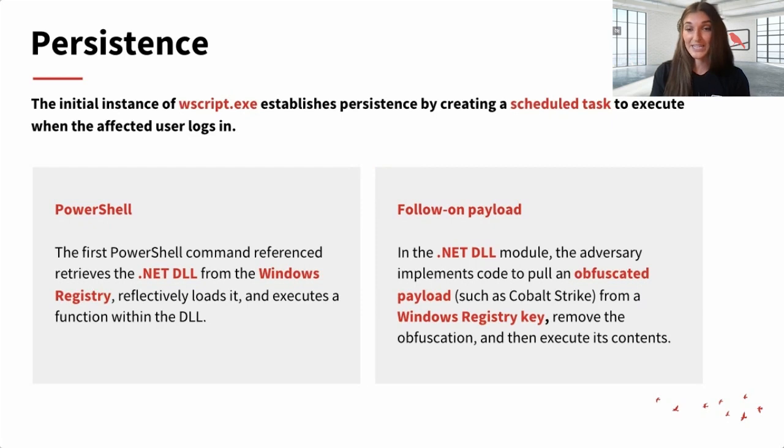Speaking of scheduled tasks, that's going to be persistent. The scheduled task is a persistence mechanism intended to run these commands again the next time that the user logs in. So once the chain was initiated by cscript, where that scheduled task picks up, it executes a second .js file along with an instance of PowerShell without any command line. The first PowerShell command retrieves the .NET DLL from the Windows registry and reflectively loads it. And in that .NET DLL, code is implemented to pull an obfuscated payload such as Cobalt Strike from a Windows registry key, removes the obfuscation, and then executes its contents.